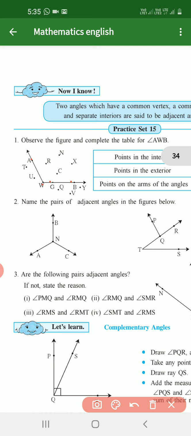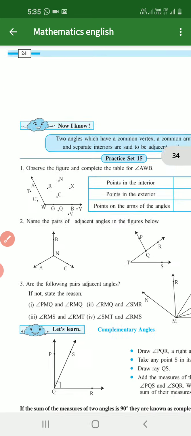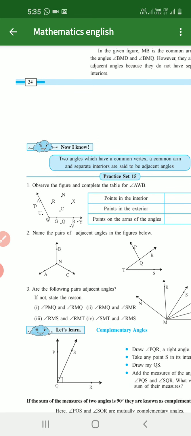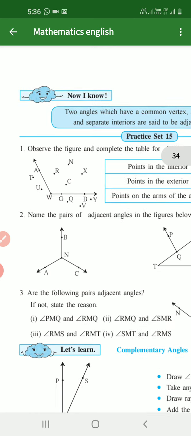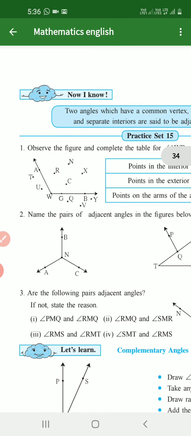Okay, understood? Now next, name the pair of adjacent angles in the figures given below. First you will see the adjacent angles. The first pair is angle A and B, and angle A and C. This is one pair. Again, one pair is angle A and B, and next is angle A and C. This is adjacent angle.